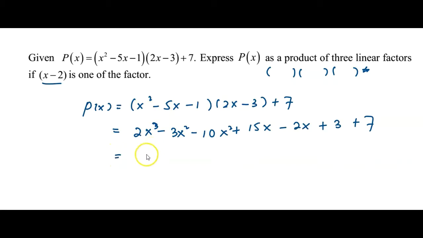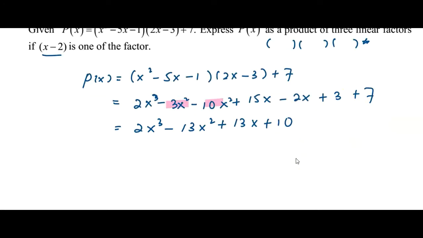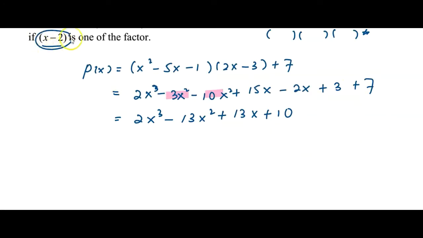Now I'm collecting the like terms together. So the 2x cubed is the only term with the x cubed, and collecting the like terms for the x squared term, these two terms we're going to combine. You will have negative 13x squared. And the x term, you have 15x minus 2x, that will be 13x. Then 3 plus 7 is the constant term, you got a 10. Okay, so now the question tells us that x minus 2 is my first factor of the p(x).